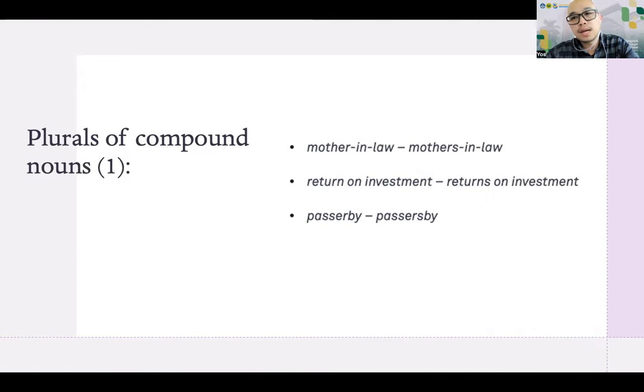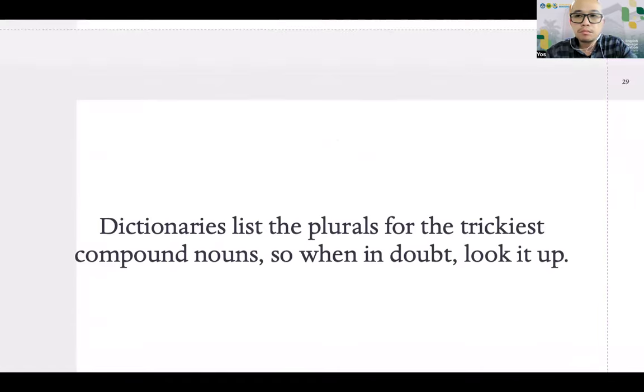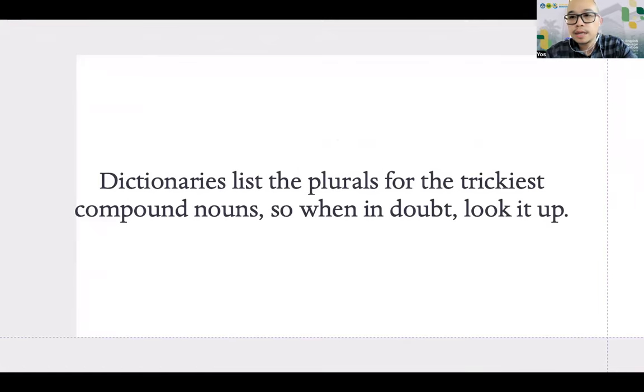But this rule doesn't apply to certain compound nouns like toothbrush. We don't add es or s at the end of the first word, but instead we add the suffix s or es at the end of the compound noun, like toothbrush becomes toothbrushes, wage earner becomes wage earners, apartment building becomes apartment buildings. So I know they are very tricky.